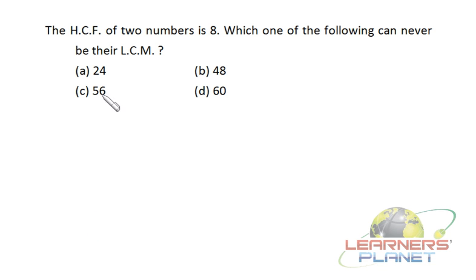Now let's see this problem. The HCF of two numbers is 8, then which of the following can never be their LCM? Friends, we know that HCF should always be a factor of LCM. Okay, so definitely 8 is a factor of 24, 56 and 48, but 8 is not a factor of 60. So 60 cannot be their LCM.